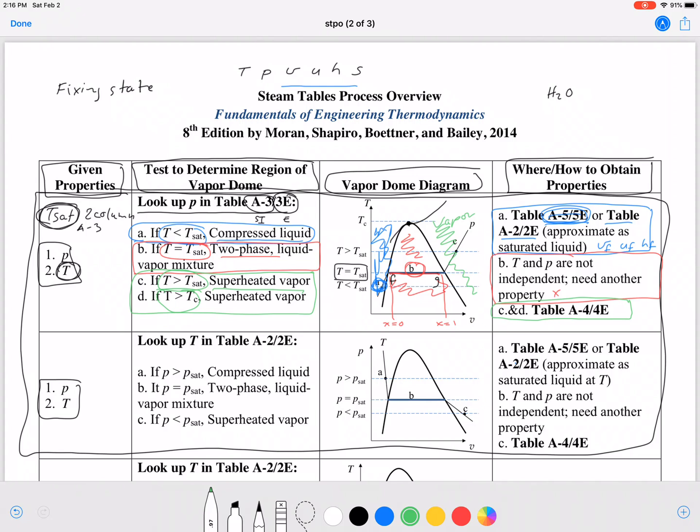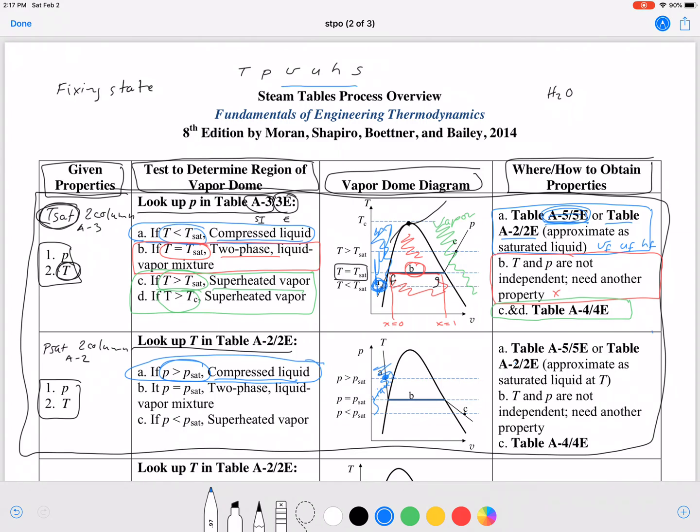Similarly, we can use table A2 to look up temperature, and in the second column, we find saturated pressure in the second column of table A2. And similarly, if our pressure is greater than, in this case, our saturated pressure, then we're in a compressed liquid. The pressure volume diagram looks like this, and we would be in right here at A, and again this would be liquid. Anything over here is liquid.